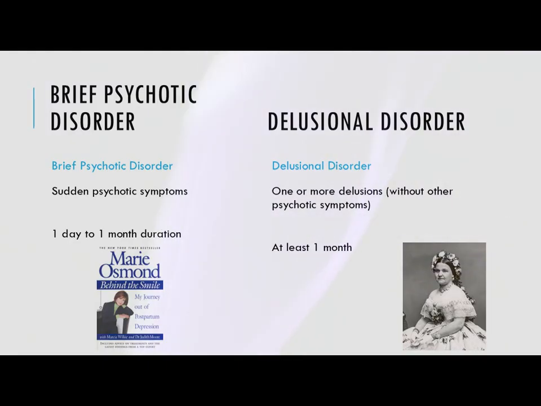And Osmond recounted experiencing intense mood swings and confusion and hallucinations, and she was apparently diagnosed with brief psychotic disorder, which is characterized by a sudden onset of psychotic symptoms such as delusions, hallucinations, and disorganized speech or behavior, which typically last for less than a month.